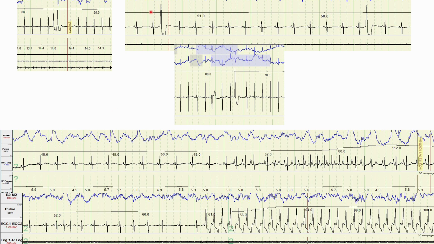PACs look like normal tiny heartbeats. SVT, which is supra, S-U-P-R-A, supraventricular tachycardia, or ventricular tachycardia. SVT, supraventricular, and then ventricular tachycardia.